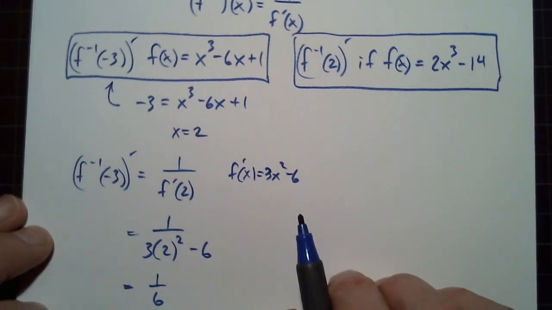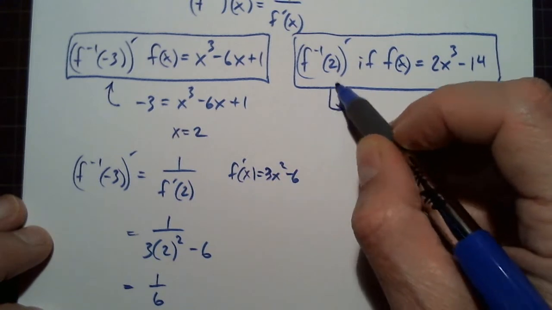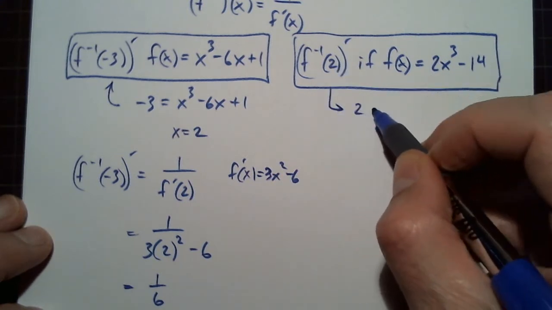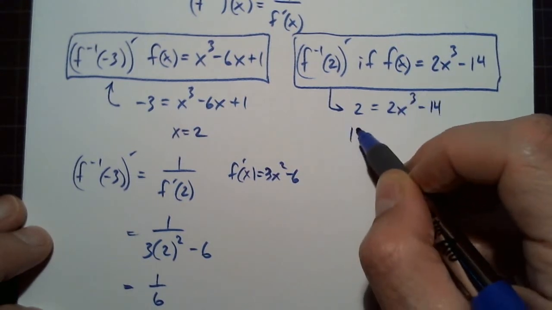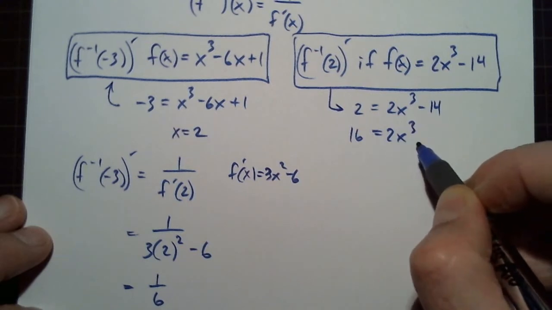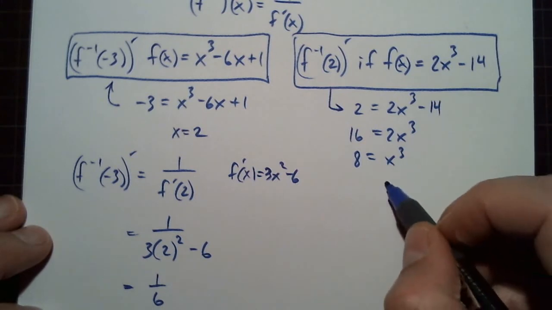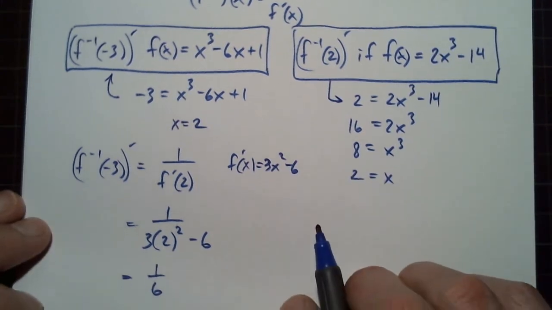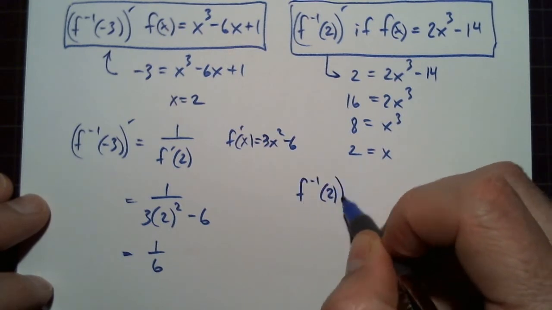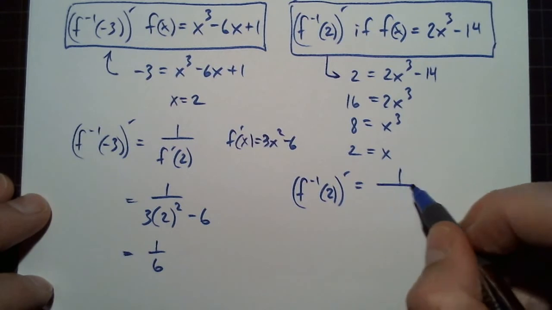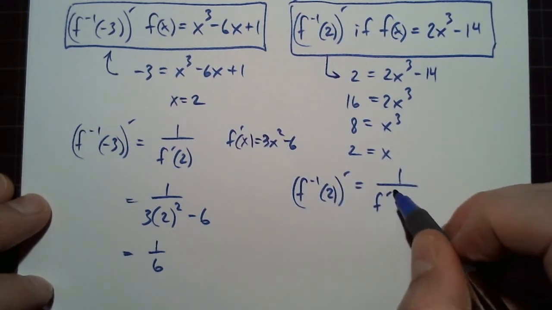All right, pause the video and try that one. We know that 2 is a y value of the function. So we could add 14, divide by 2, and the cube root is 2. So the derivative of the inverse at 2 is 1 over the derivative of the function at 2.